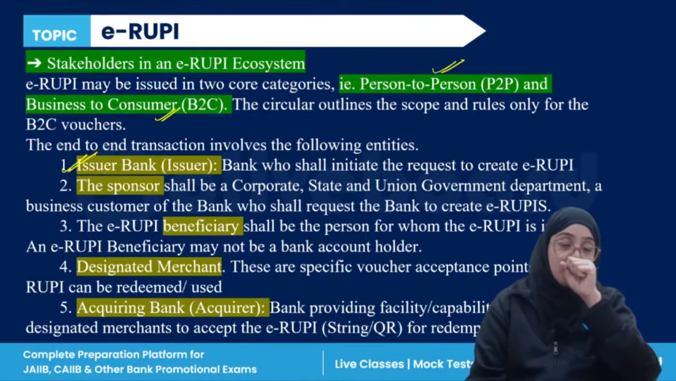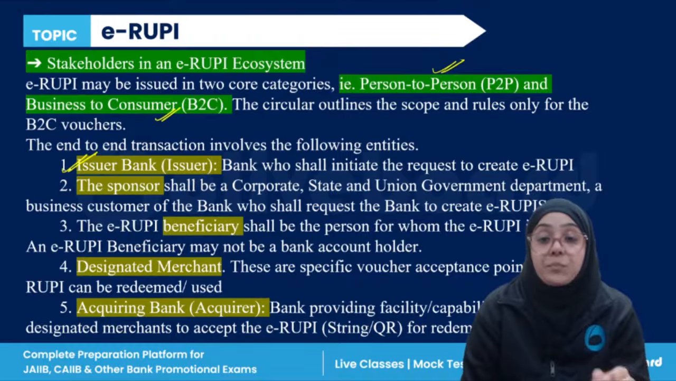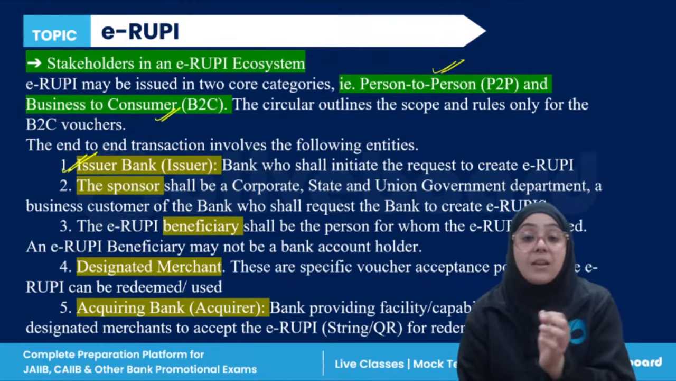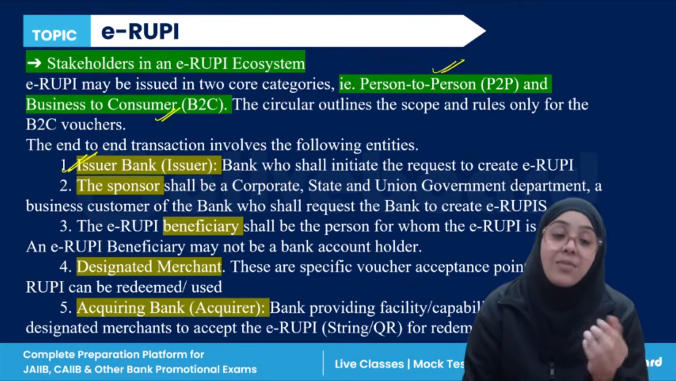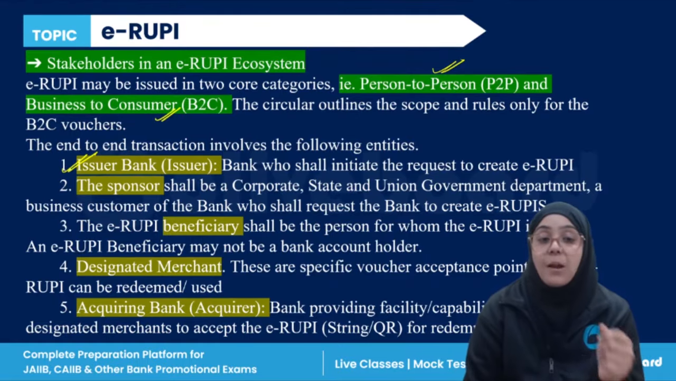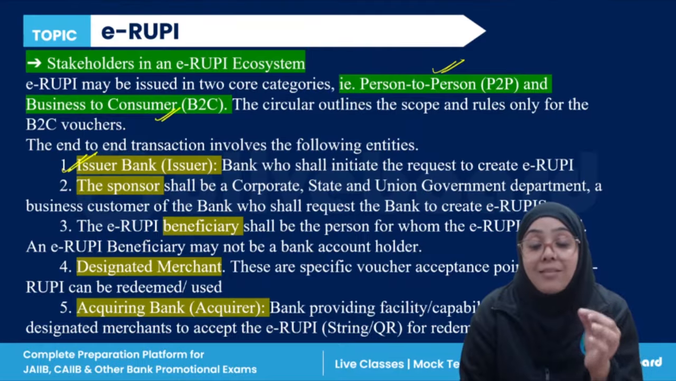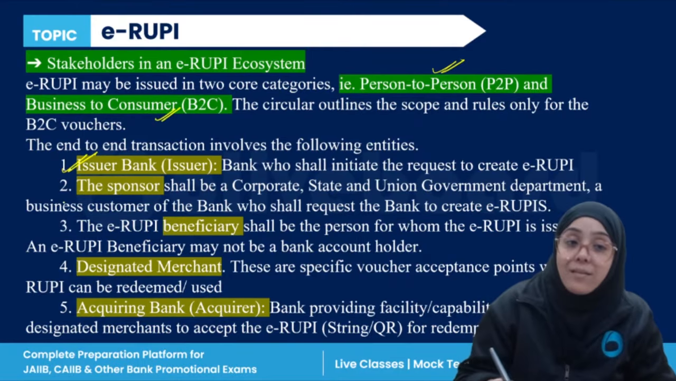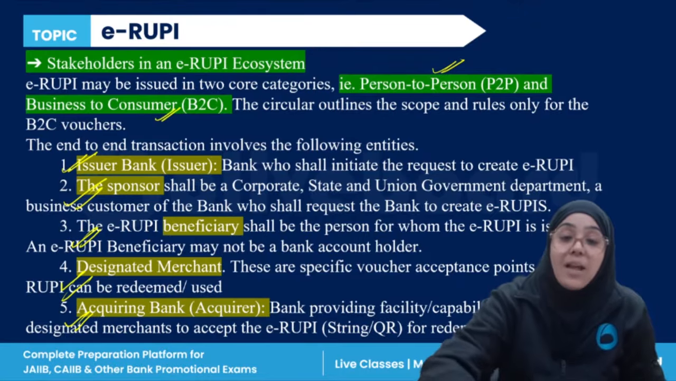Then there is a beneficiary who is entitled to receive the free services against this e-rupee, right? There is a designated merchant to whom this e-rupee is scanned or accepted, and there is an acquiring bank. Acquiring bank means the bank that has given that designated merchant the means to accept the e-rupee, right? So issuer bank, sponsor, beneficiary, designated merchant, and acquiring bank.